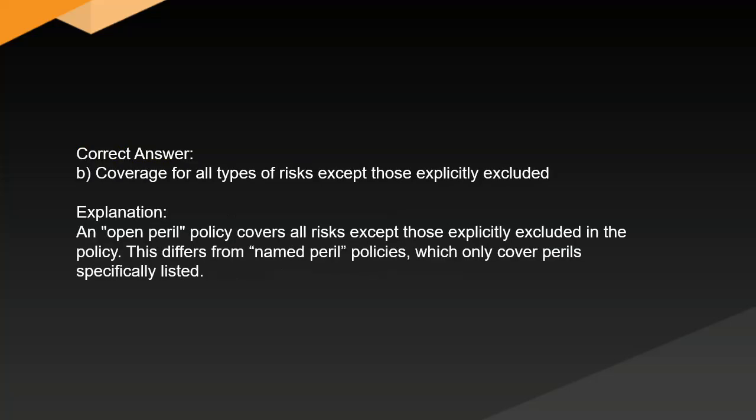Correct answer. B. Coverage for all types of risks except those explicitly excluded. Explanation. An open peril policy covers all risks except those explicitly excluded in the policy. This differs from named peril policies, which only cover perils specifically listed.